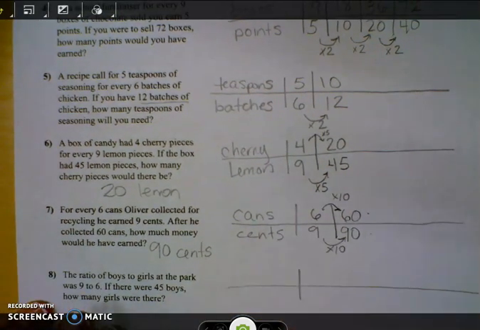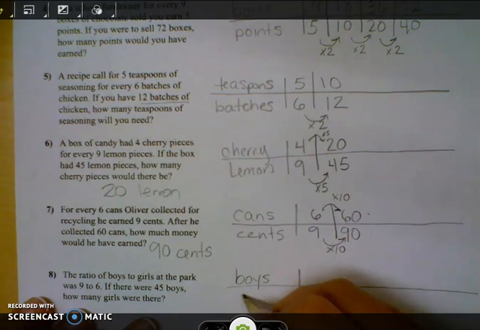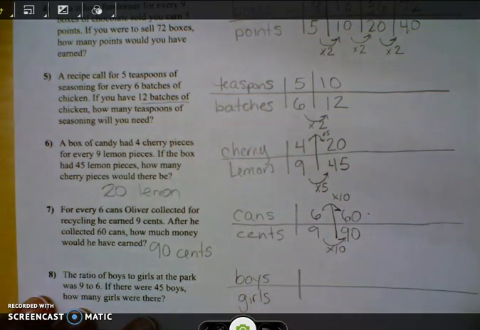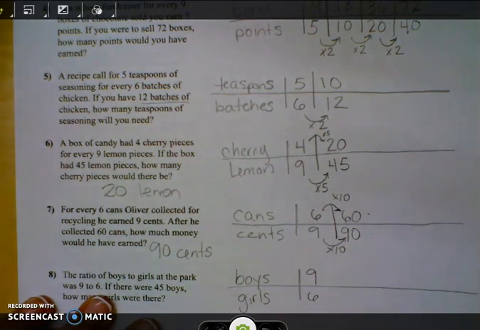The ratio of boys to girls at the park was 9 to 6. So again, that's boys to girls. The ratio is 9 to 6. That means for every 9 boys, we have 6 girls. If there were 45 boys, how many girls were there? 45 boys. All right. Again, I don't think that I can double to get to 45. 45 is not an even number. So I'm going to try a different strategy.